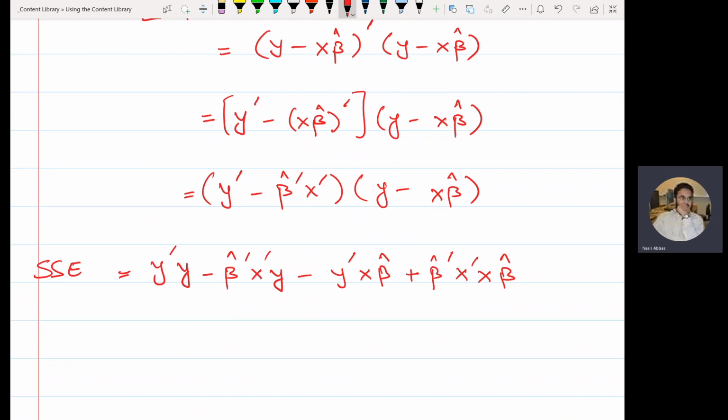Talk about the next thing. What is the order of beta hat prime times X prime times Y? It should be 1 by 1. I will show it's 1 by 1. The third is 1 by 1. The fourth is 1 by 1.